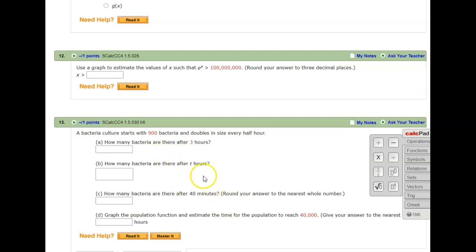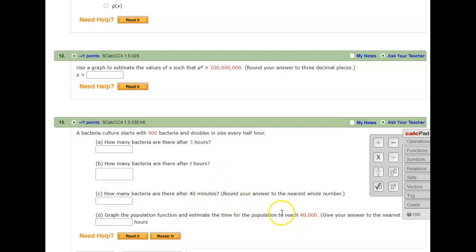How many bacteria are there in 40 minutes? Well, once you have this formula, you're going to need 40 minutes is how many parts of a half an hour? Well, it's how many parts of an hour, rather. So that'd be 4/6 of an hour. So you'd have to put t equals 4/6 then.